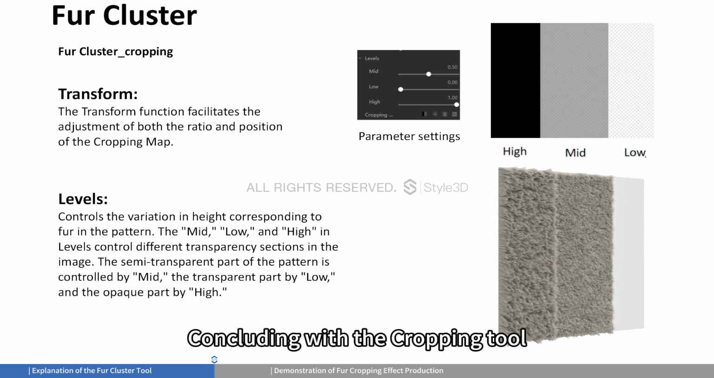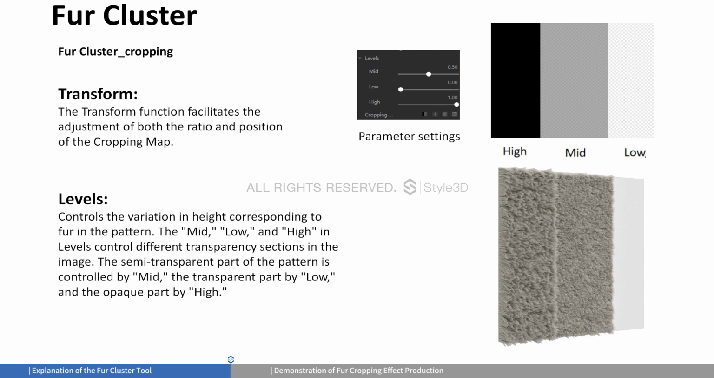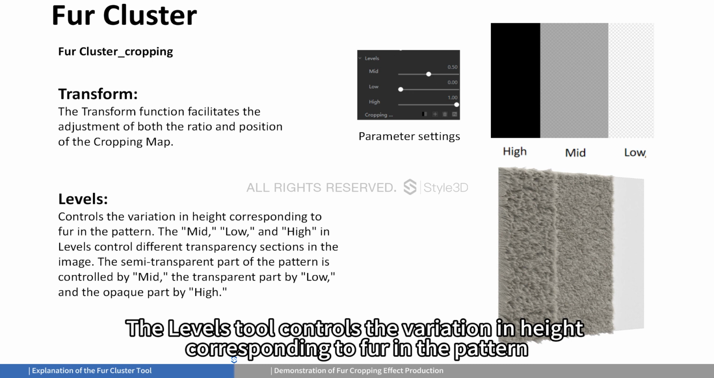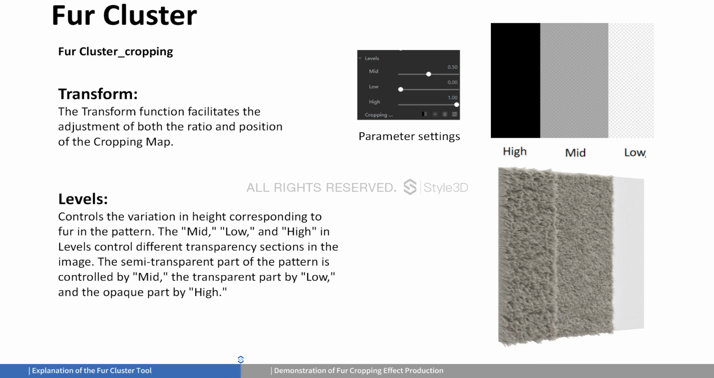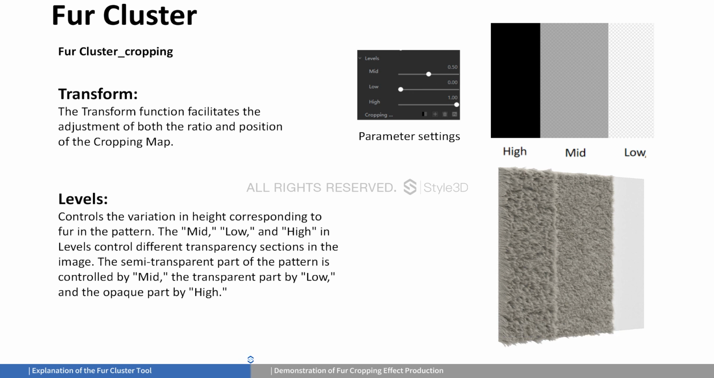Concluding with the cropping tool. It creates varying cropping effects. The transform tool can alter the cropping map scale and position. The Levels tool controls the variation in height corresponding to fur in the pattern. Mid, low, and high control different transparency levels in the image.